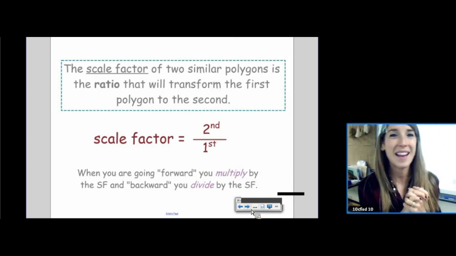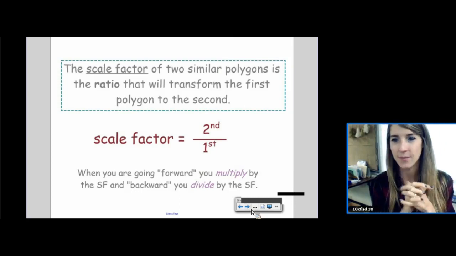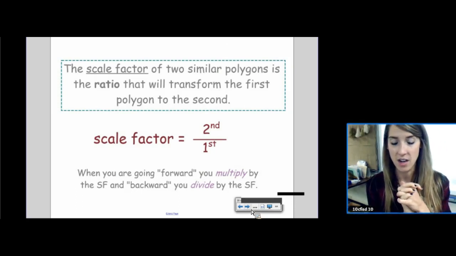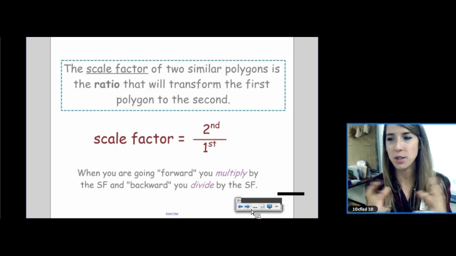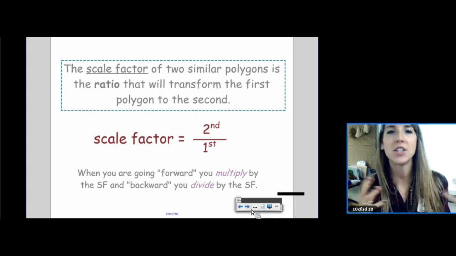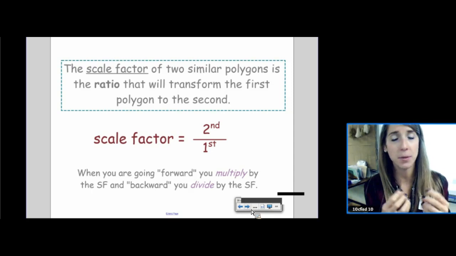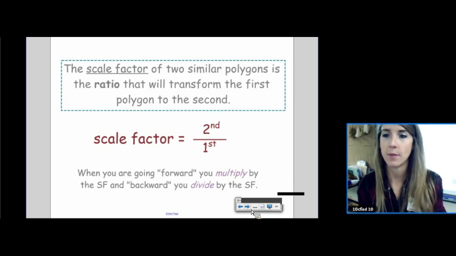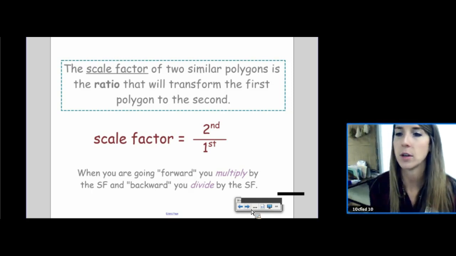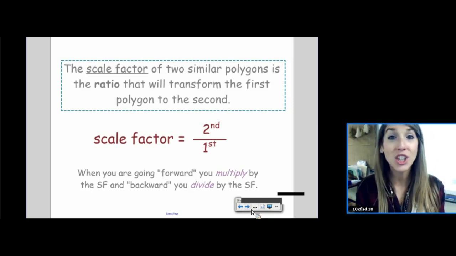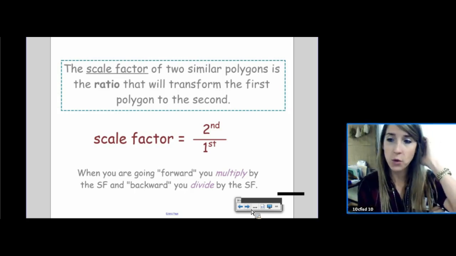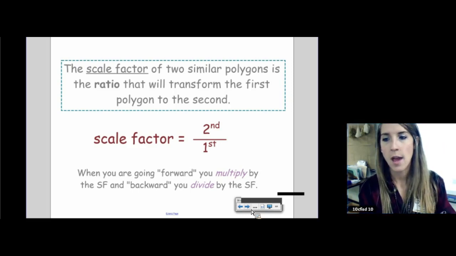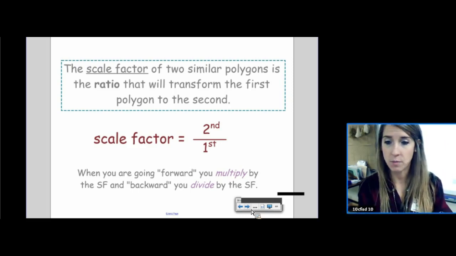All right, second most important part of this lesson, scale factor. We're talking about enlarging and reducing things, but how much are we going to enlarge it by? How much are we going to reduce it by? That's what scale factor tells us. Write it down. The scale factor of two similar polygons is the ratio, so it's usually a fraction, that will transform the first polygon to the second one. It's the ratio. How much bigger did it get? How much smaller did it get?